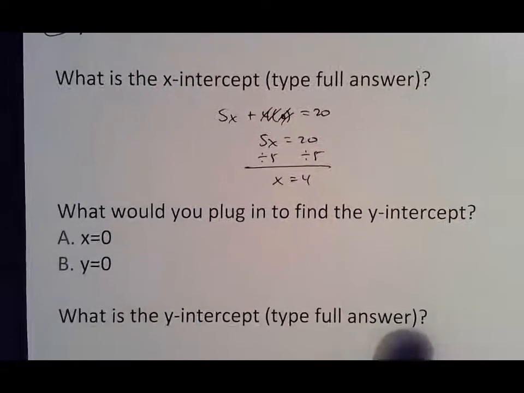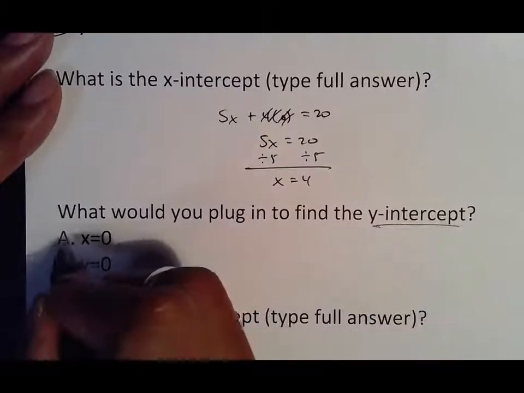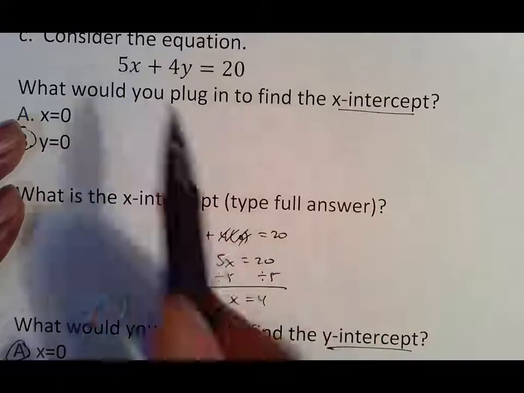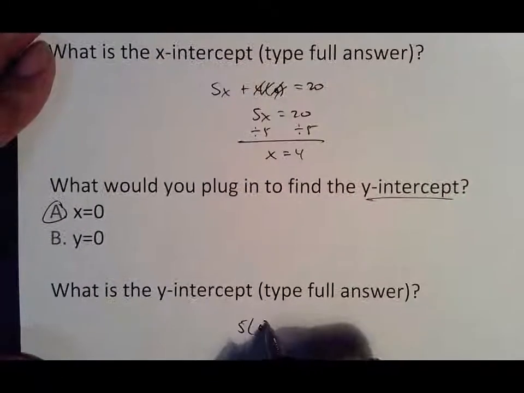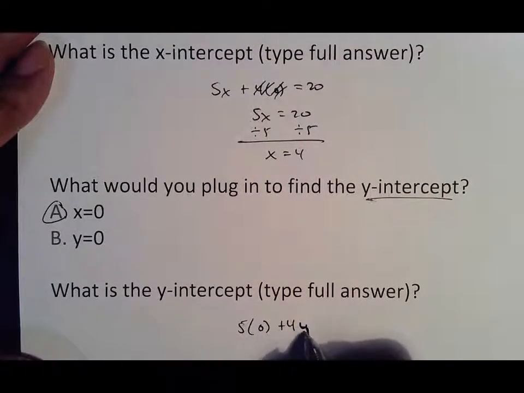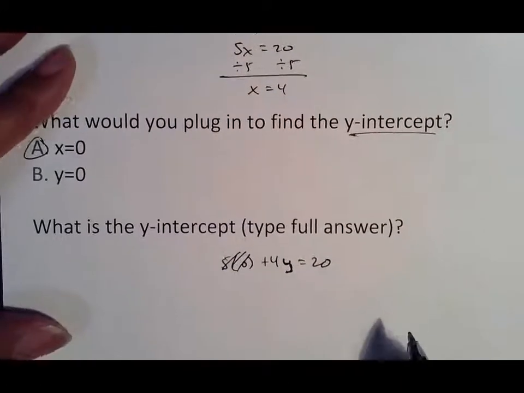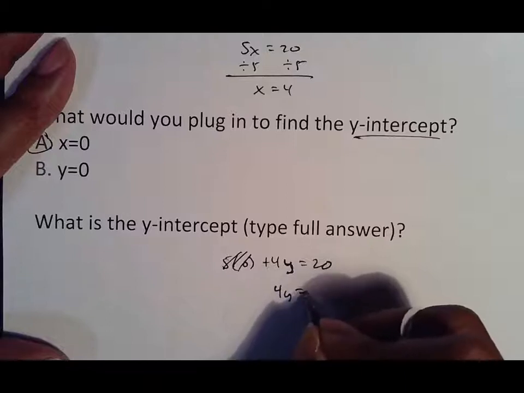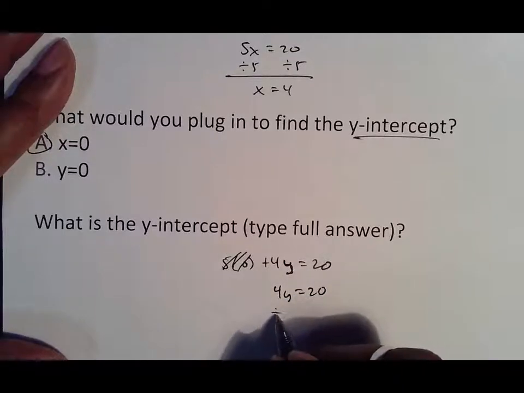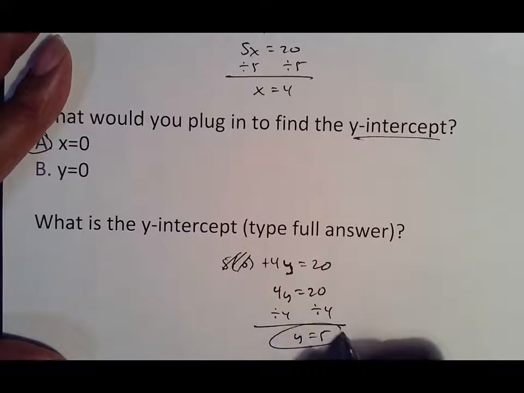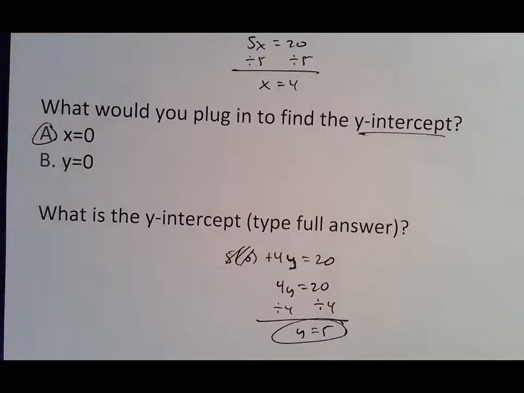What do you plug in for the y-intercept? Well, if it's y-intercept, you want x equals 0. So you go back up here, put a 0 where you see your x. So 5 parentheses 0 plus 4y equals 20. Again, 5 times 0 goes away because it's just 0. That leaves us just 4y equals 20. Now you divide by 4, getting y equals 5. That is your y-intercept. All right.